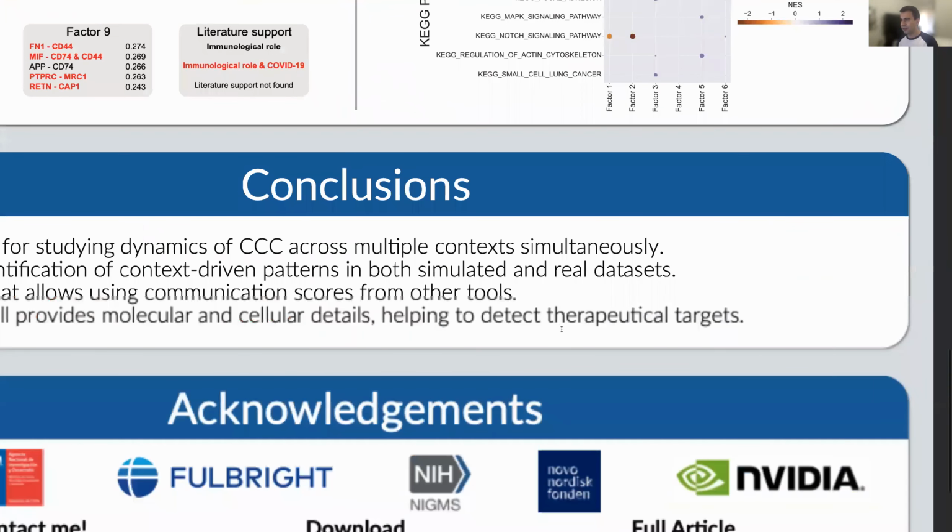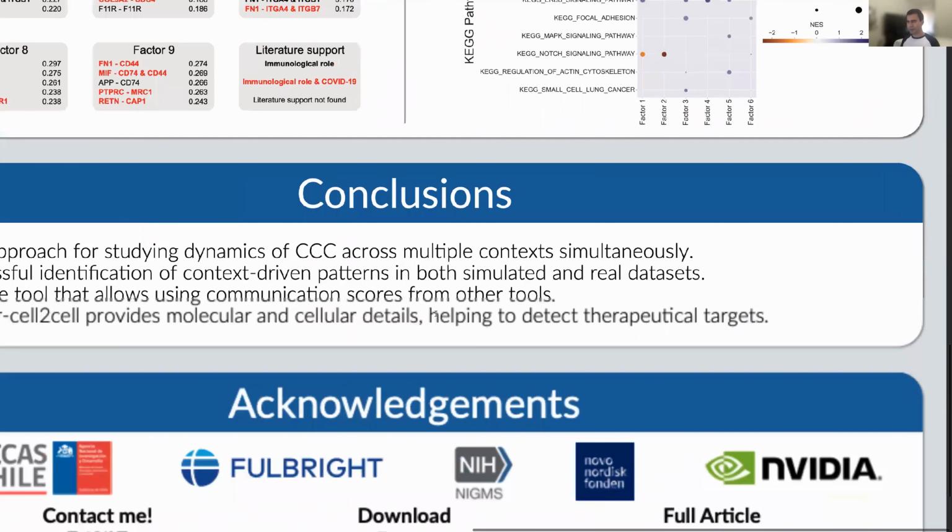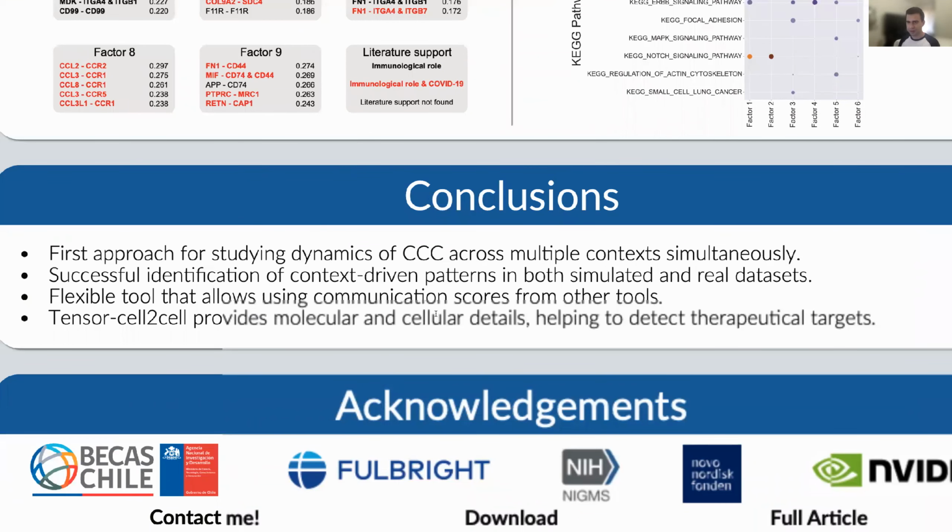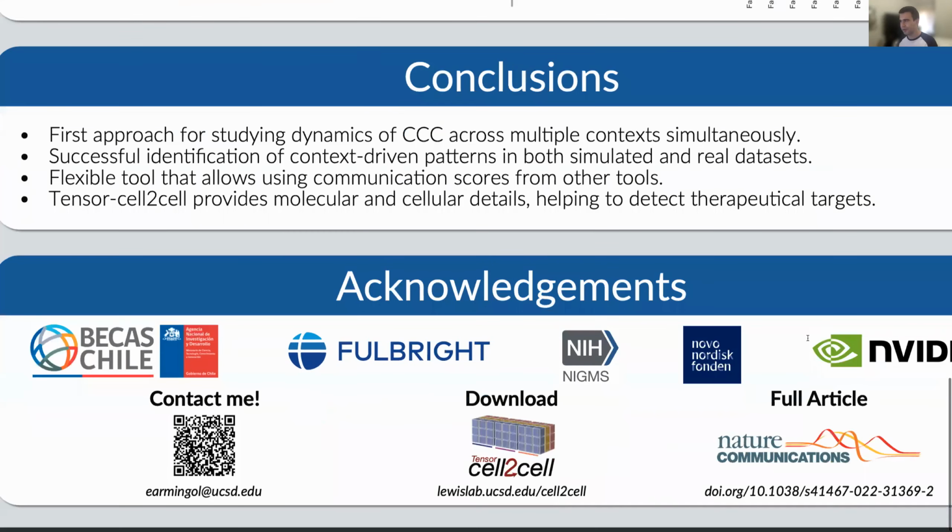So with this, tensor cell2cell seems to be a good approach to study cell-cell communication across multiple contexts that works for both simulated data in this case and the real data we evaluated, which is consistent with previously reported articles at the level of mediators we detected. And these details about molecular and cellular participants could be potentially useful for therapeutic target identification, in other words.